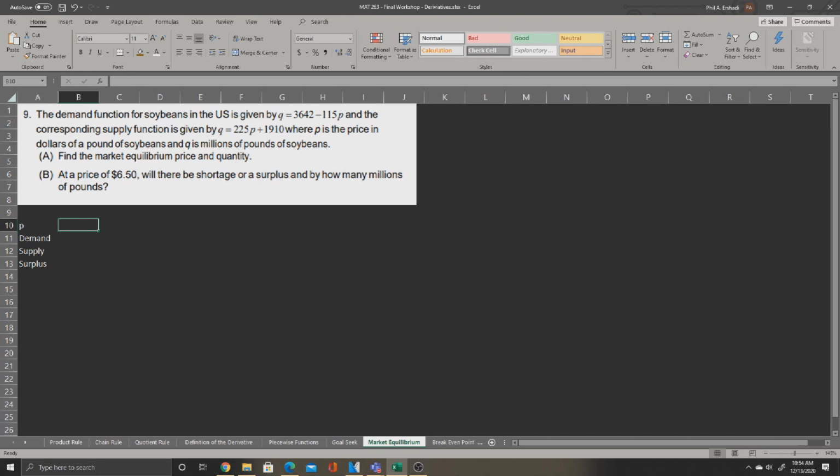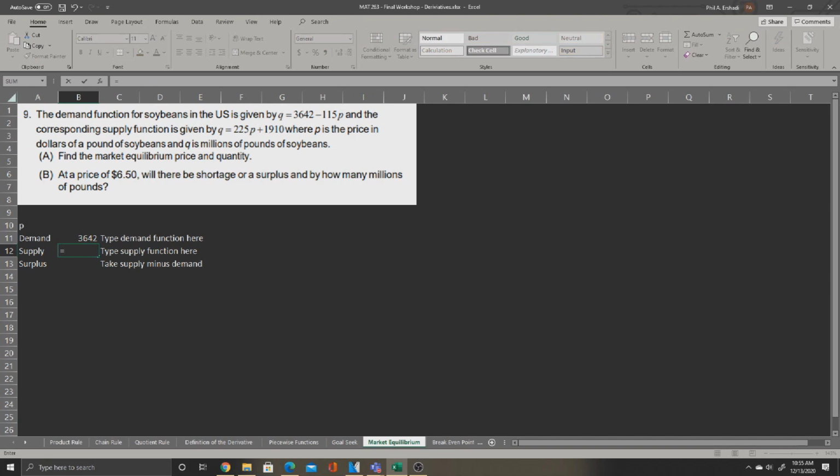Now, we don't actually know what the price or quantity are. So what we're going to need to do is type the demand function here and type the supply function here. And then for surplus, we take the supply minus the demand. So in the demand, we put 3642 subtract 115 multiplied times price. Now notice we don't have a number in there for price, but that's okay, because as we saw, we can make Excel figure that out for us by using Goal Seek.